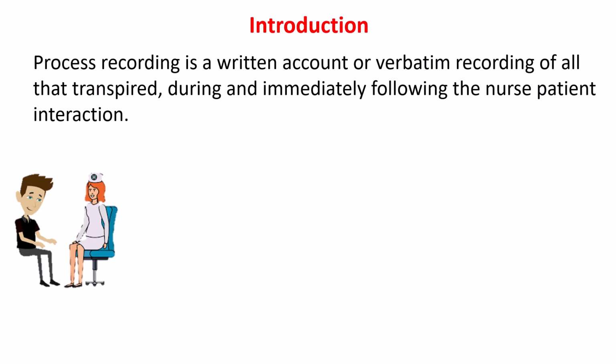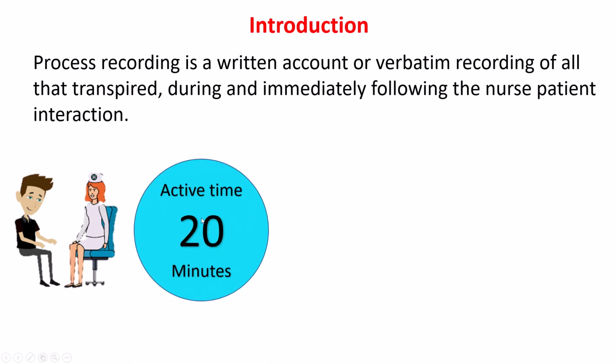That's why, before the process recording starts, the nurse gets ready with the questions needed to ask the patient. And before that, the nurse goes through all the details of the patient in the records. The short period means within 20 minutes. This is the active time. Within 20 minutes the nurse has to communicate and get all the information. In this period, if needed, the nurse can take down the details in short form on paper. Otherwise, the nurse may forget afterwards.